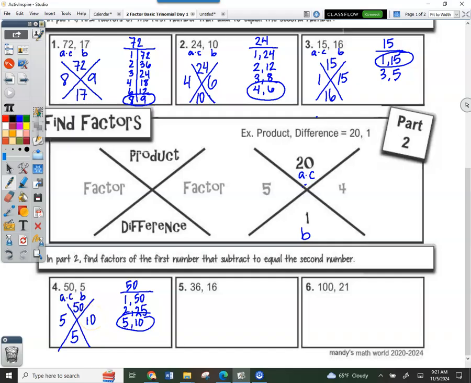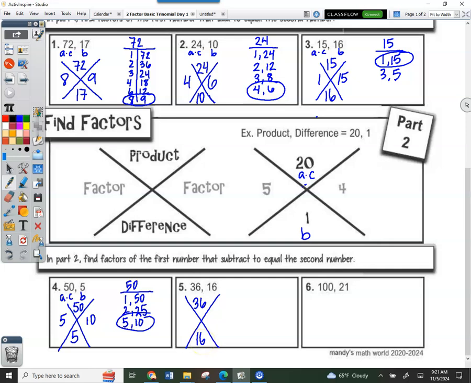I don't want you to worry about throwing the negative in yet because let's just focus on the numbers. Then we'll get the negatives down. Okay? Alright, 36 and 16. So it's got to multiply to give you 36. It's got to add to give you 16.